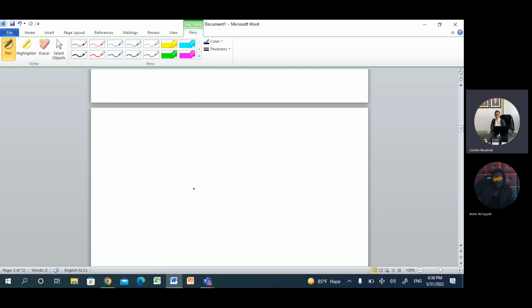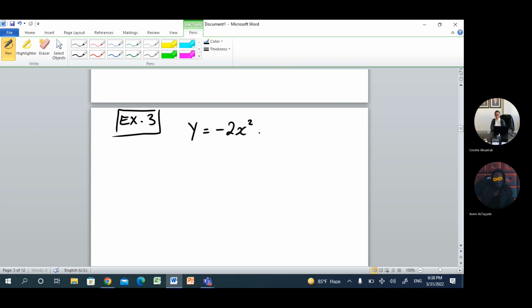Let's do one more example. How about this example? So example 3, let's say that y is equal to negative 2x squared plus 16x plus 1. As you can see, the leading coefficient is not 1, it's negative 2. So we need to factorize it.